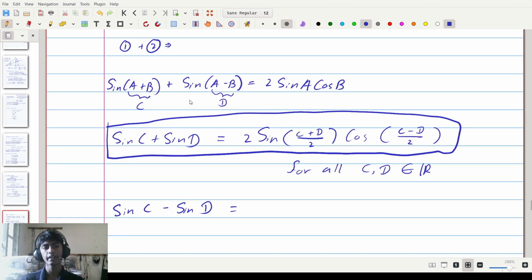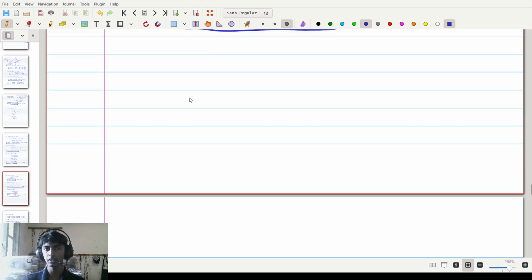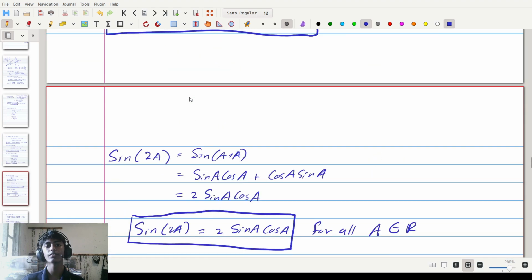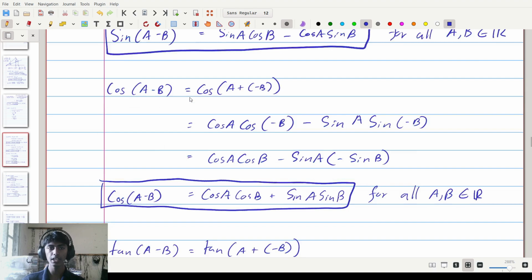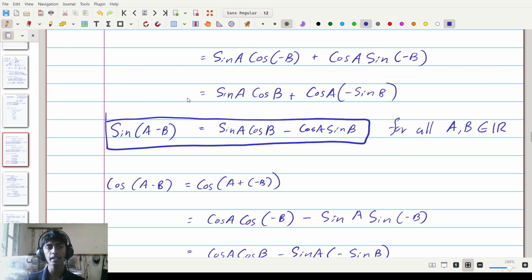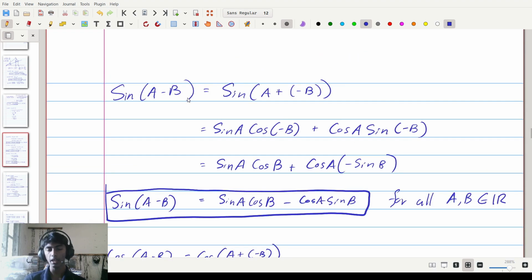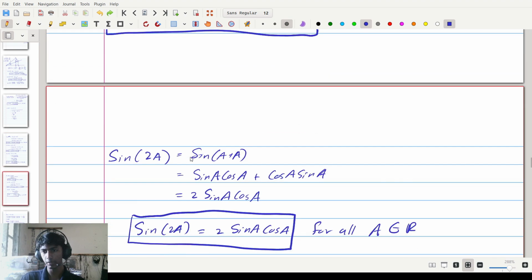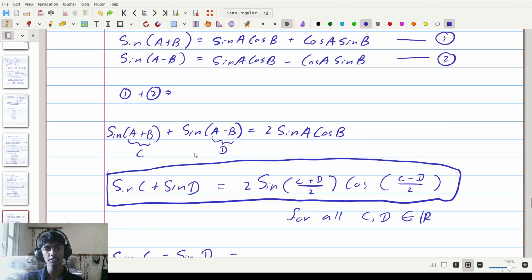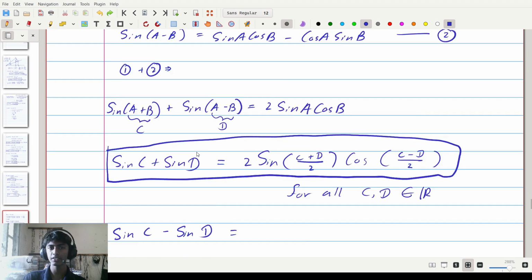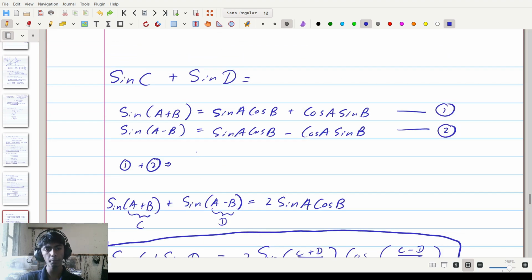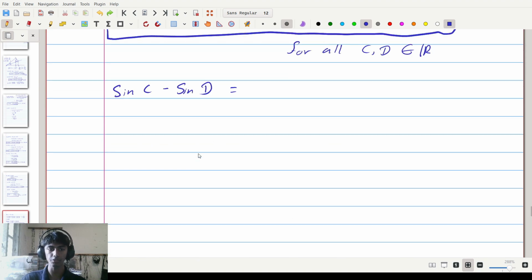So here, in a similar vein to what we did earlier for the sine of A minus B, which was simply to replace negative B with plus negative B, instead of writing sine A minus B, we wrote sine of A plus negative B. We could do that here also, but I'm actually going to avoid doing that. Instead, to get sine of C minus sine of D, instead of doing 1 plus 2 like this, I'm going to do 1 minus 2 because that's what we want.